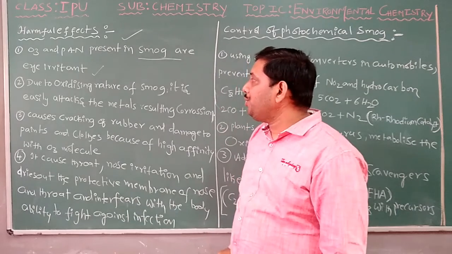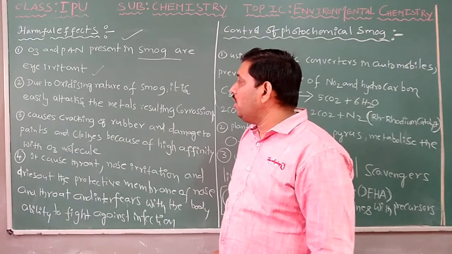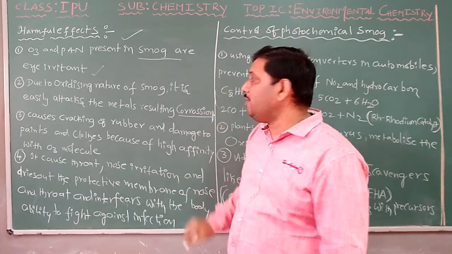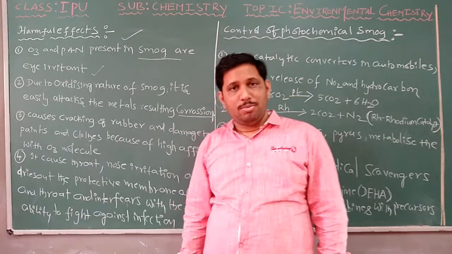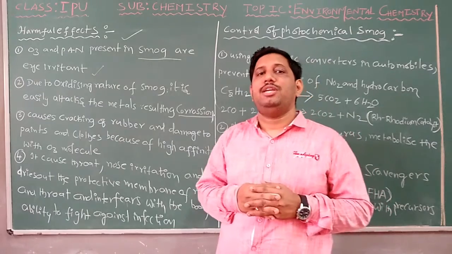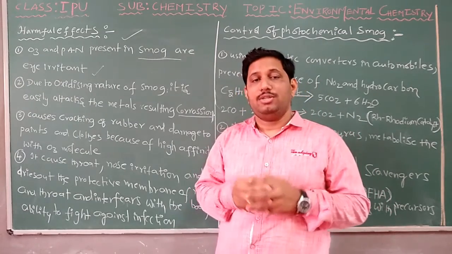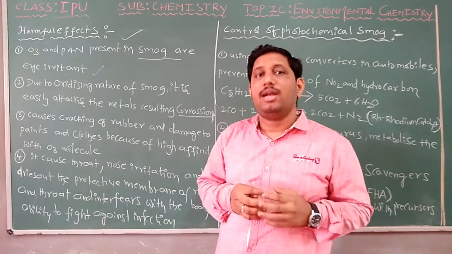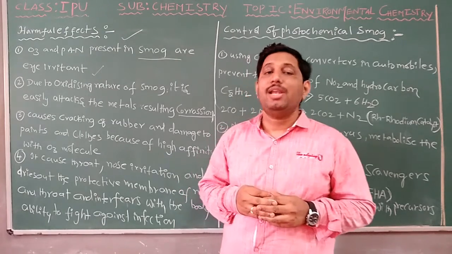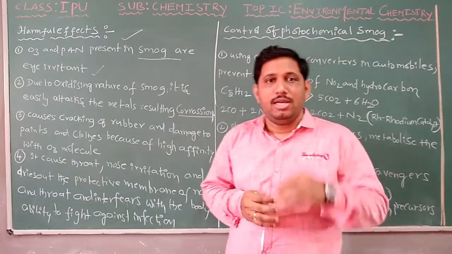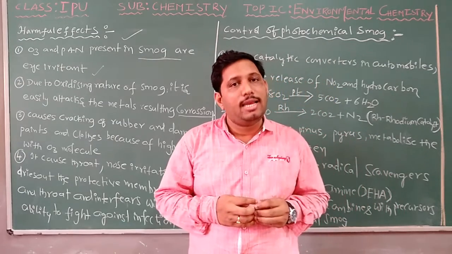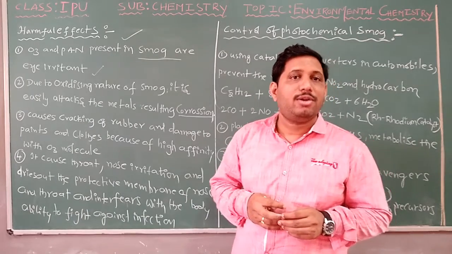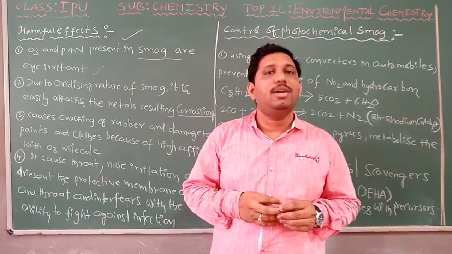Second point, due to the oxidizing nature of the smog, it easily attacks the metals, resulting in corrosion. The photochemical smog is highly oxidizing in nature. Why? Because photochemical smog contains ozone and nitrogen dioxide. Once again, students, the photochemical smog is highly oxidizing in nature, due to the presence of two components, ozone and nitrogen dioxide.